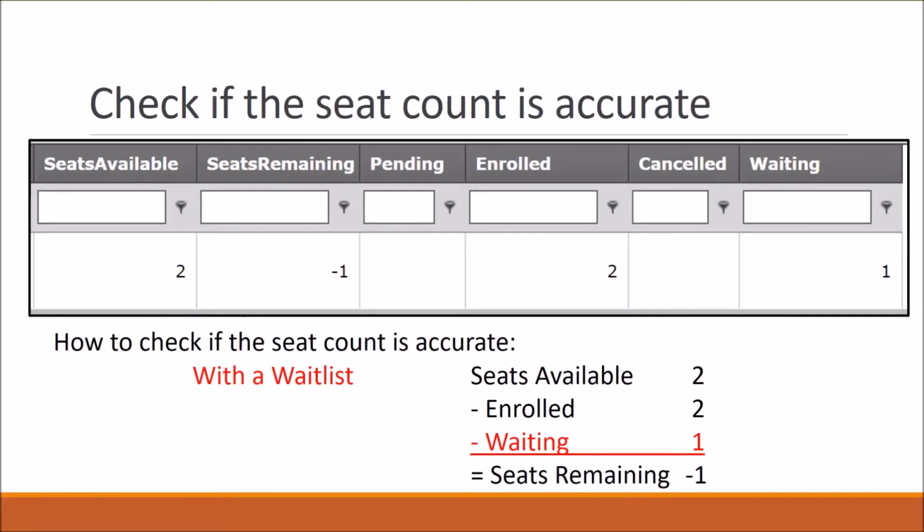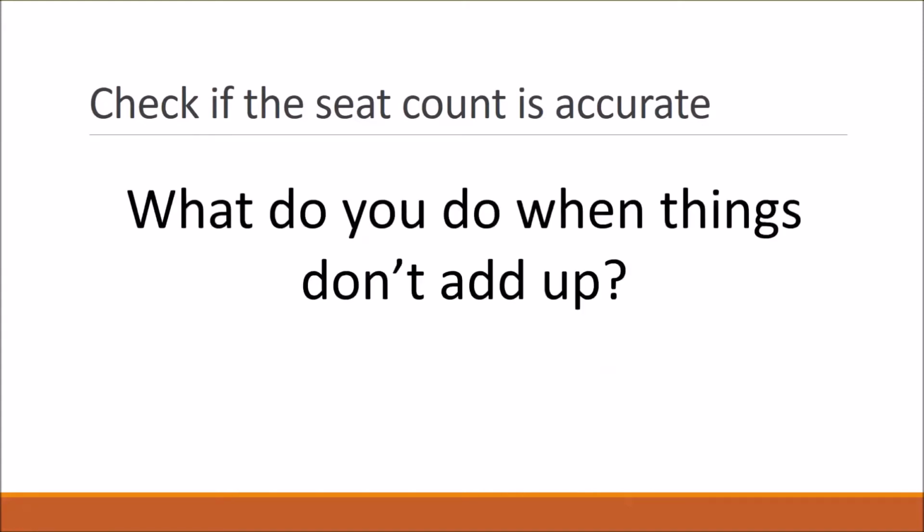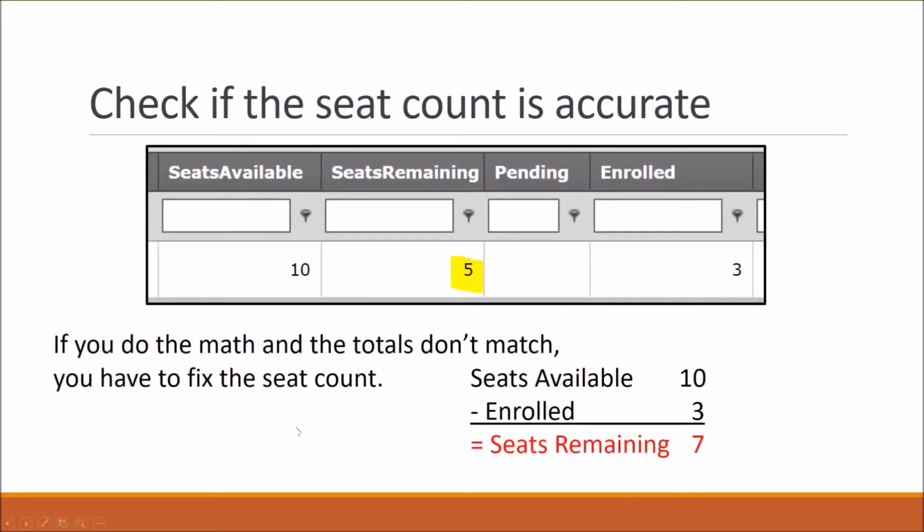Okay, moving on. But what happens when things don't add up? Let's look at an example where the math isn't accurate. Here I've got seats available, 10, and enrolled as 3. Well, my total should be 7, but if I look up here in my example, it's 5. So I can tell right away something went wrong along the course of, it's often hard to know exactly what happened.